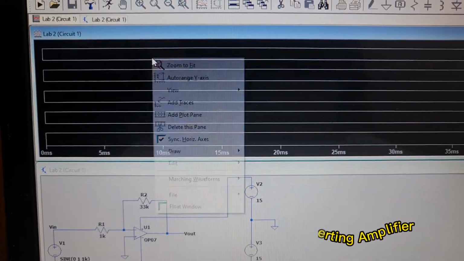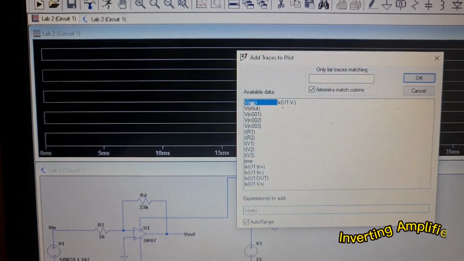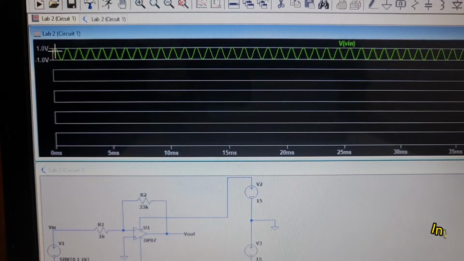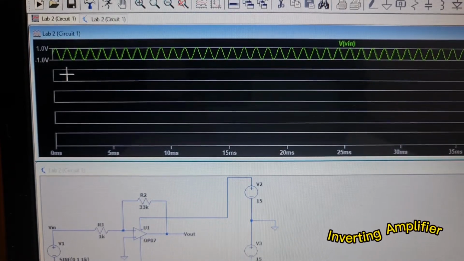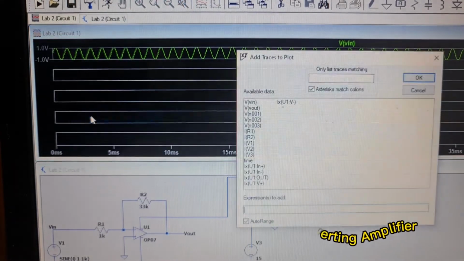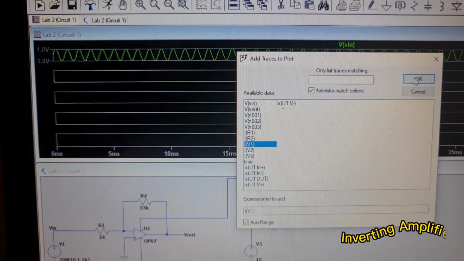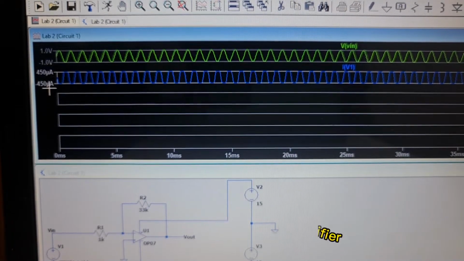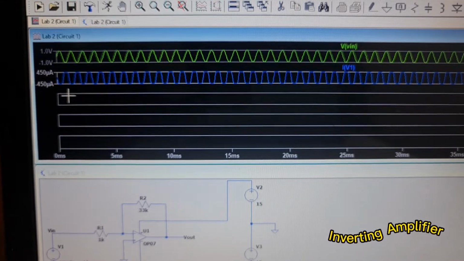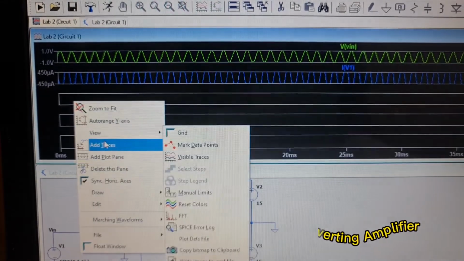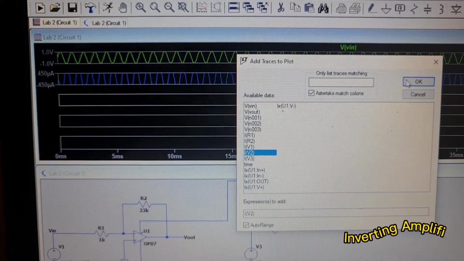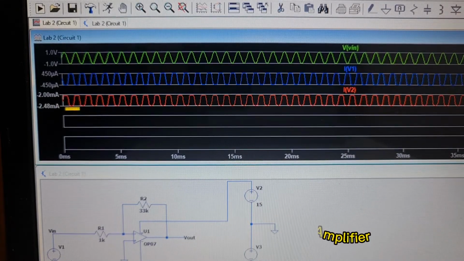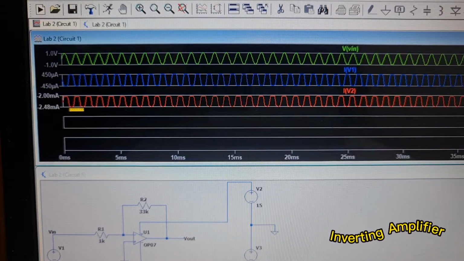The first waveform is Vin. The waveform ranges from 1.0 volt to negative 1.0 volt. For the second waveform, we'll be looking at I(V1). It ranges from 450 microampere to negative 450 microampere. For I(V2), the value ranges from negative 2.00 milliampere to negative 2.48 milliampere.